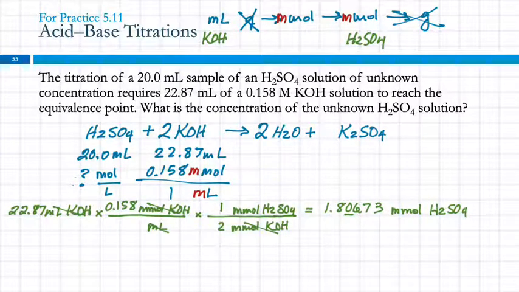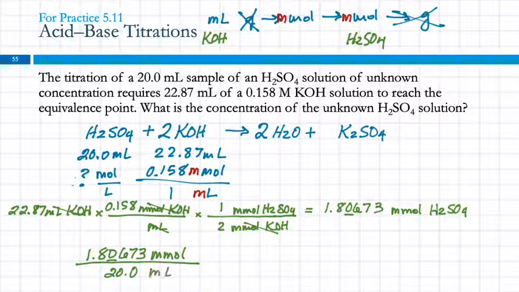So I've got my millimoles of sulfuric acid. I want moles per liter. So I need to take the moles and divide by the volume. 1.80673 millimoles divided by 20.0 milliliters. But that's millimoles per milliliter. You want moles per liter. Cancel out the m's. There it is, moles per liter.